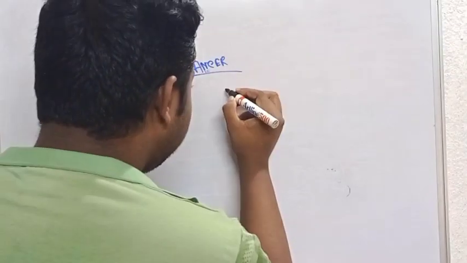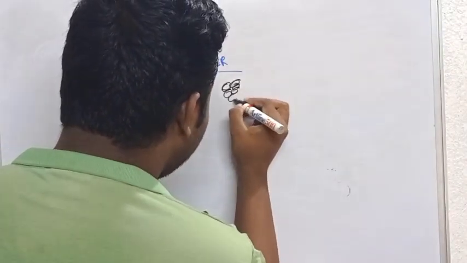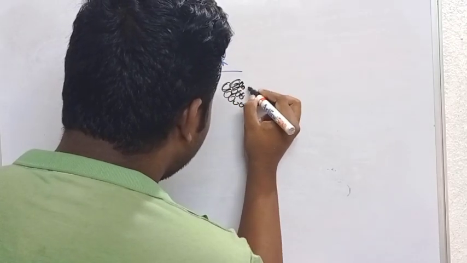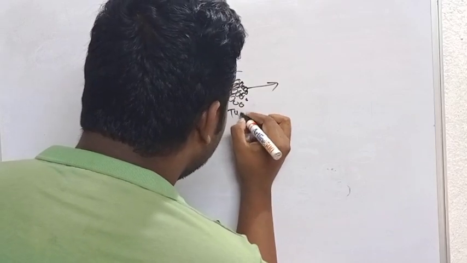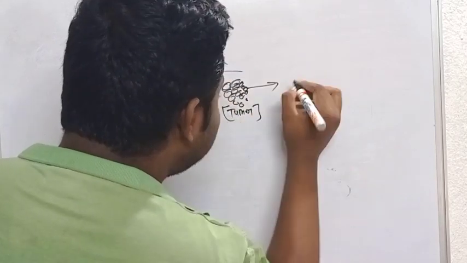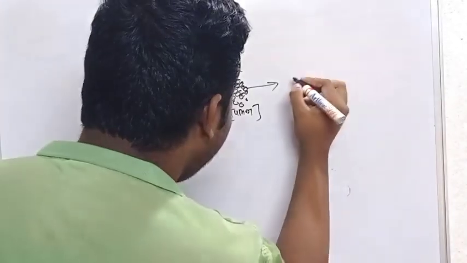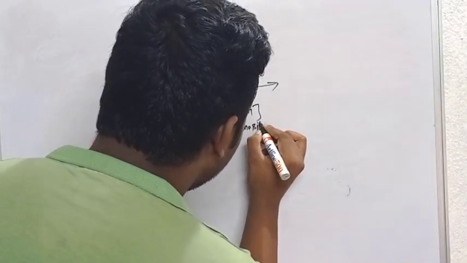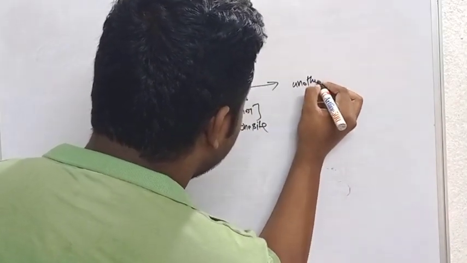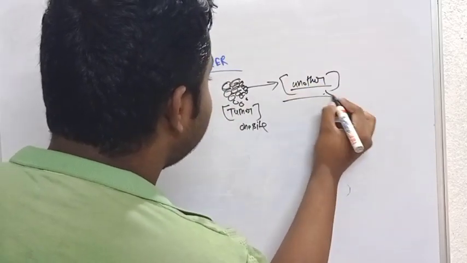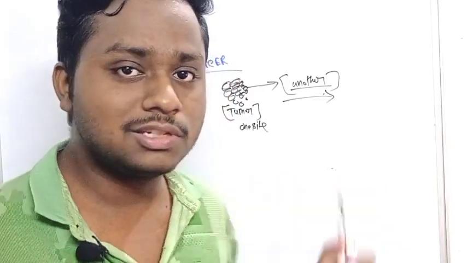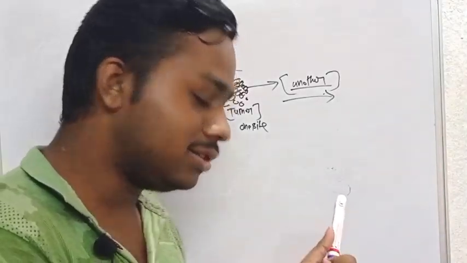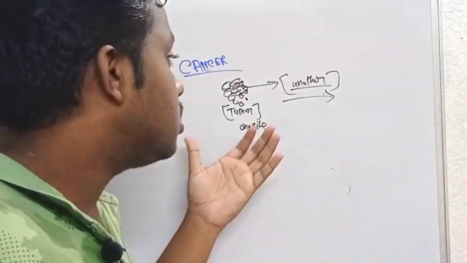Metastasis means that the tumor-forming cells are able to move from one side to another side. This property is called metastasis, and it is shown only by malignant tumors. These types of tumors are actually cancers. This is the basic definition of cancer.